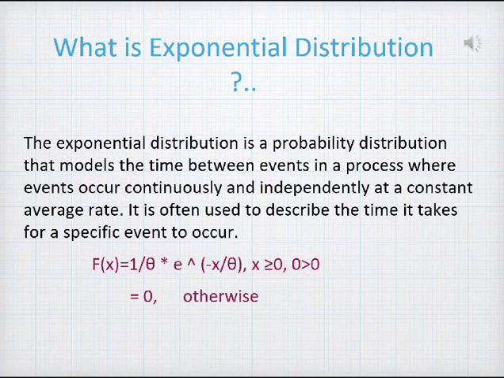What is exponential distribution? The exponential distribution is a probability distribution that models the time between events in a process where events occur continuously and independently at a constant average rate. It is often used to describe the time it takes for a specific event to occur. PDF is given as f(x) = (1/theta) e^(-x/theta), where x is greater than or equal to 0, and 0 otherwise.